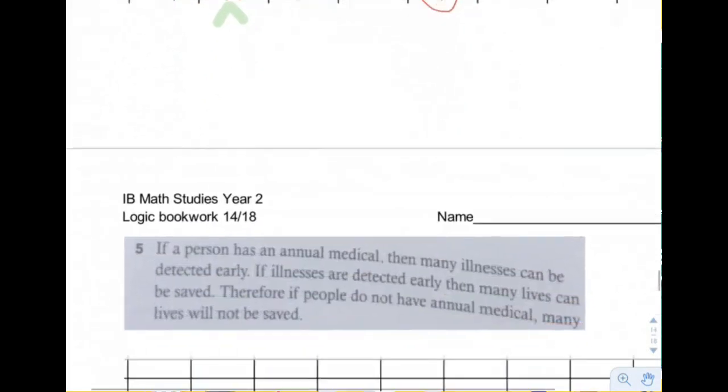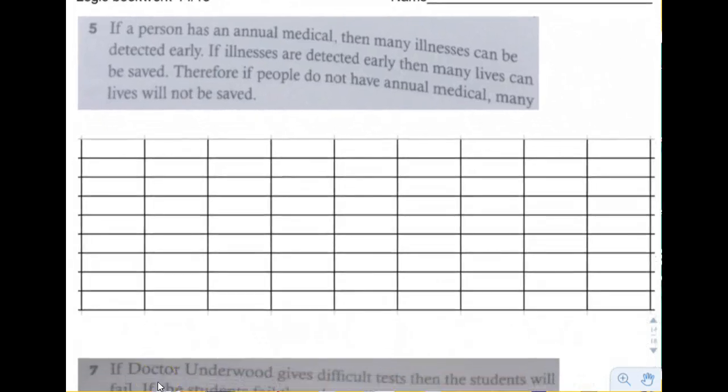Number 5. If a person has an annual medical, then many illnesses can be detected early. Okay, so if he has an annual medical, many illnesses can be detected early. They'll call that Q. If illnesses are detected early, that's Q, then many lives can be saved. That's R. Therefore, if people do not have annual medical, many lives will not be saved. Okay, if people do not have annual medical, so that would be not P. Many lives will not be saved. That would be not R, right?